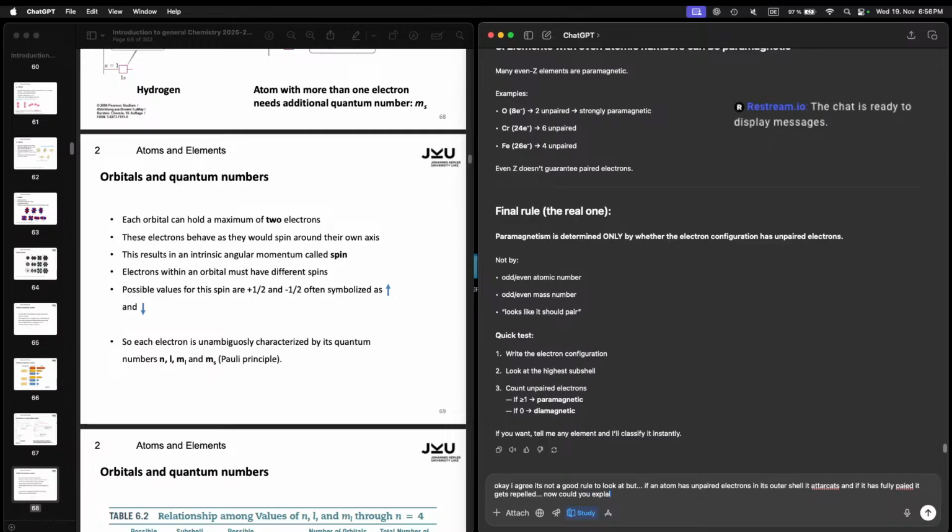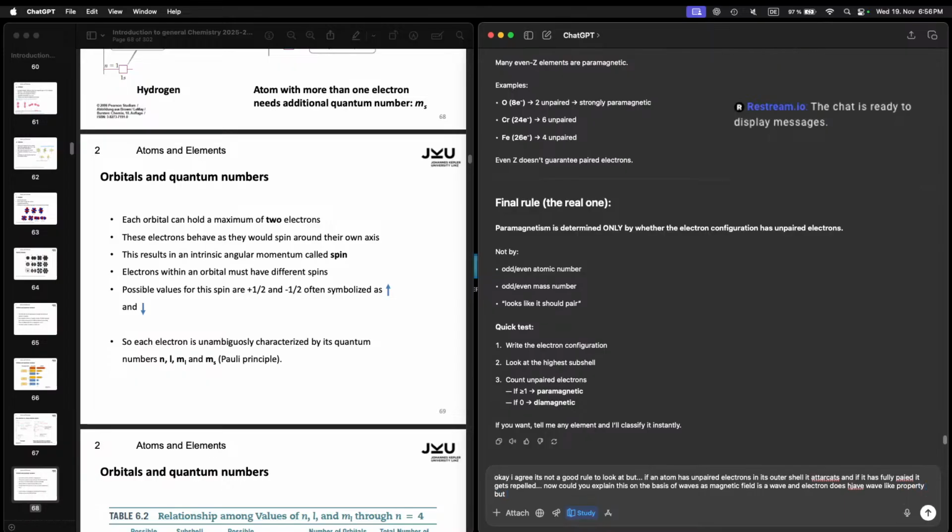Could you explain this on the basis of waves? A magnetic field is a wave and the electron does have wave-like properties, but paired electrons give results different. Different or opposite?